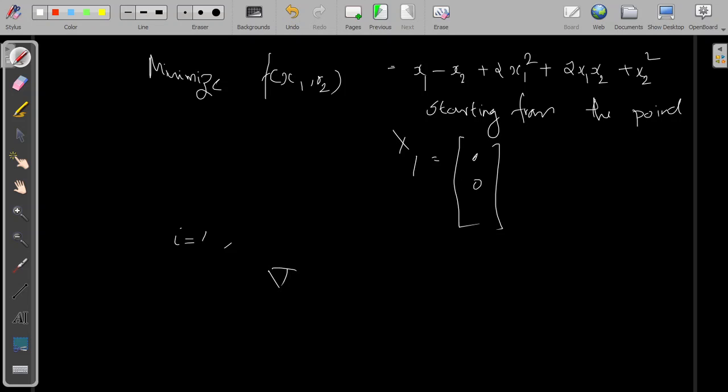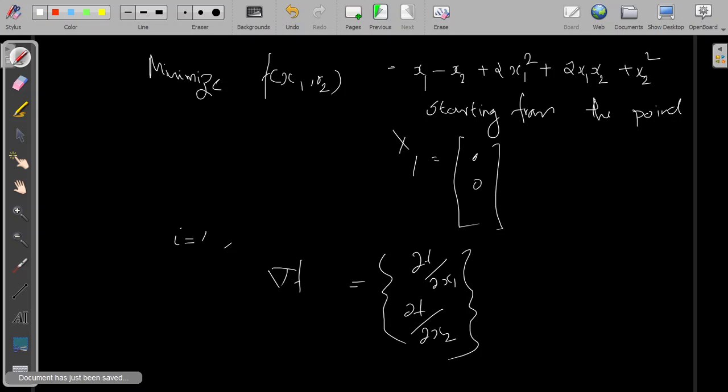to find out the gradient del f. Del f is nothing but dou f by dou x1, dou f by dou x2. So this is an objective function in two variables x1 and x2, so dou f by dou x1 and dou f by dou x2 we will get. And if the objective function is in three variables x1, x2, x3, then dou f by dou x1, dou f by dou x2, and dou f by dou x3 you will get. Right. Okay. So this is the gradient.